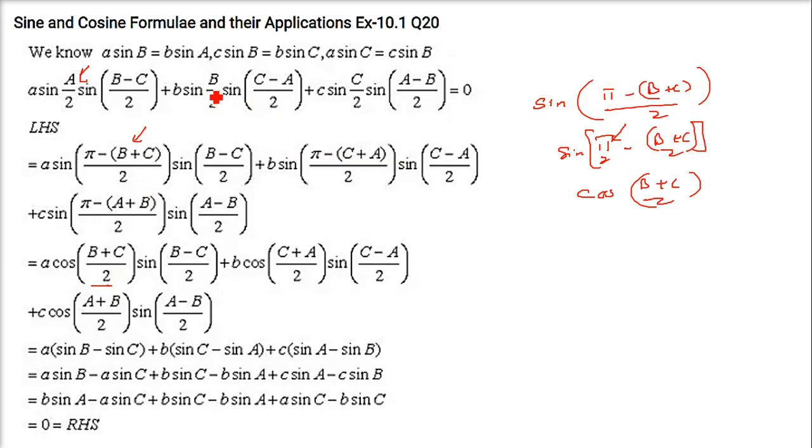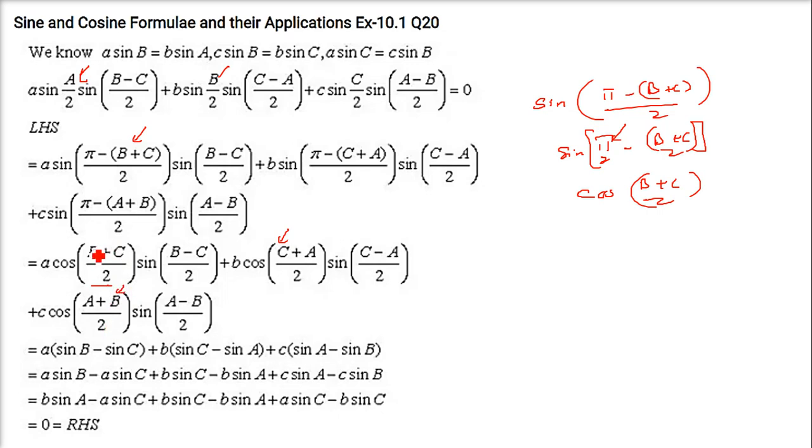So this will be cos b plus c by 2, this one. Same thing we are going to do here. For b we are writing pi minus c plus a by 2. So sine pi by 2 minus c plus a by 2, that will be cos c plus a by 2, this one. Now come here. We are writing c as pi minus a plus b. So this will be sine pi by 2 minus a plus b by 2. So sine 90 minus theta is cos theta. So this is cos a plus b by 2.